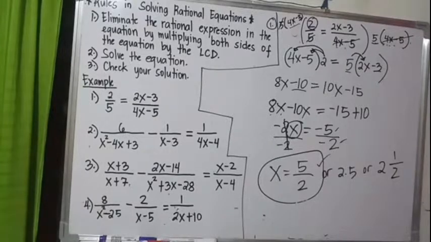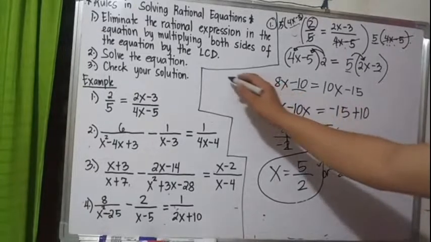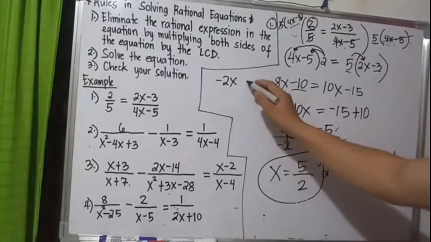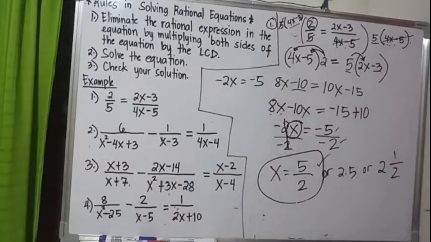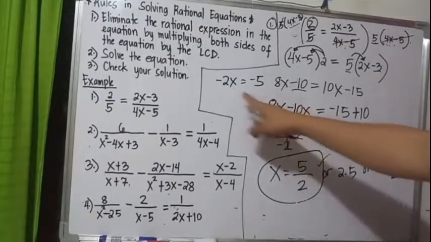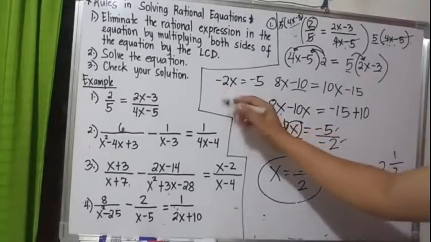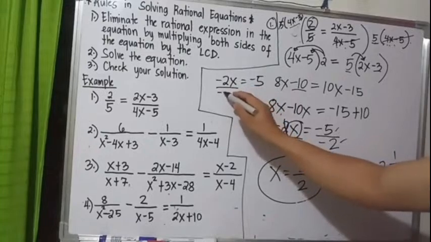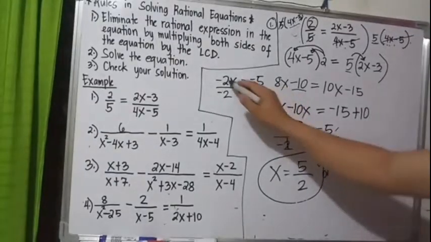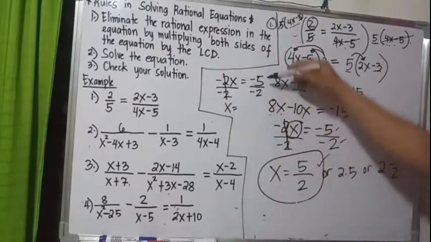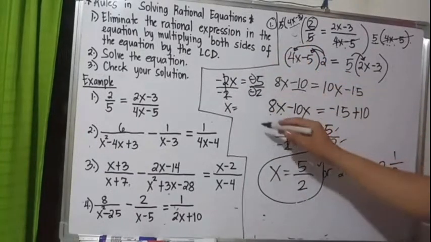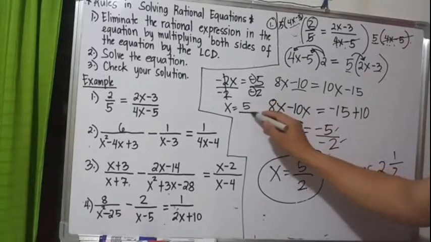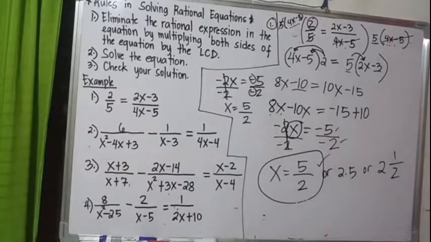Ma'am Monet Rosario. Diba ma'am, negative 2x equals negative 5. Then, how to find the value of x? Dapat wala nang katabi dito si x. So, i-divide natin both sides by negative 2. Then, negative 2. So, x is negative times negative. So, the result is positive 5 over 2. Okay. So, that is the value of x. That is x equals 5 over 2.